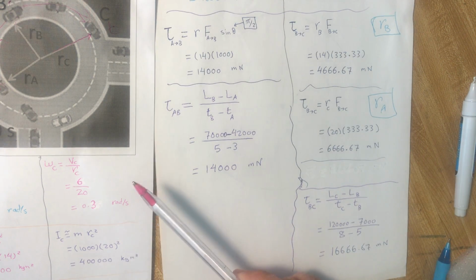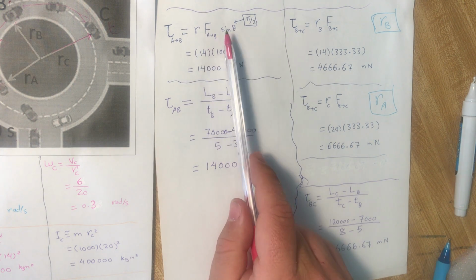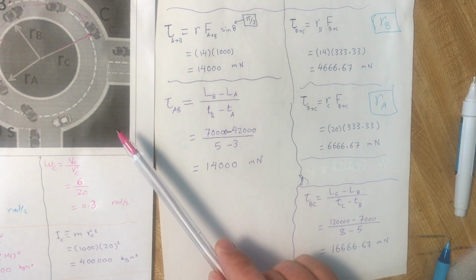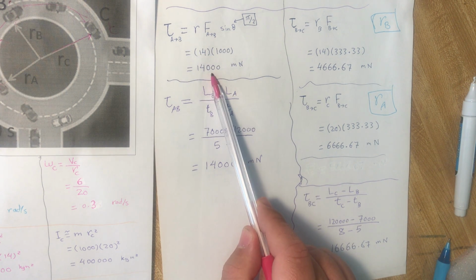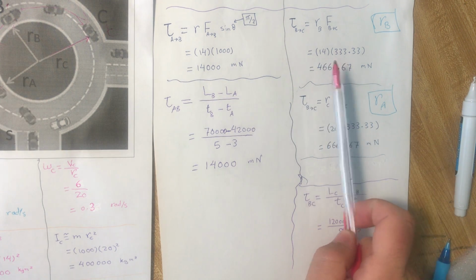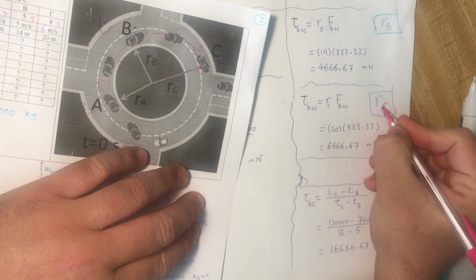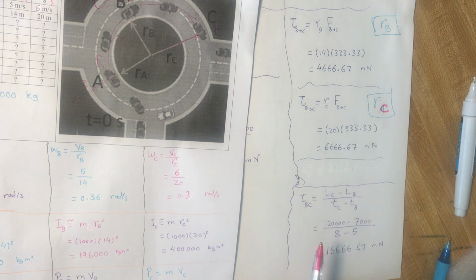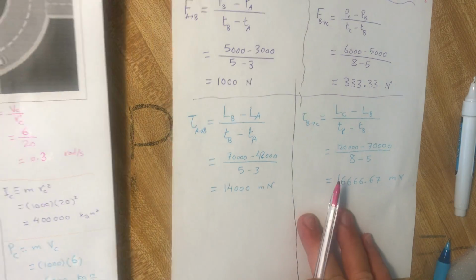The torque is equal to radius multiplied by the force multiplied by sine theta. Theta is pi over 2 or 90, so the sine will be 1. So this is the torque at the point A, 14,000. And we have the torque at B and at C. We have two torques.